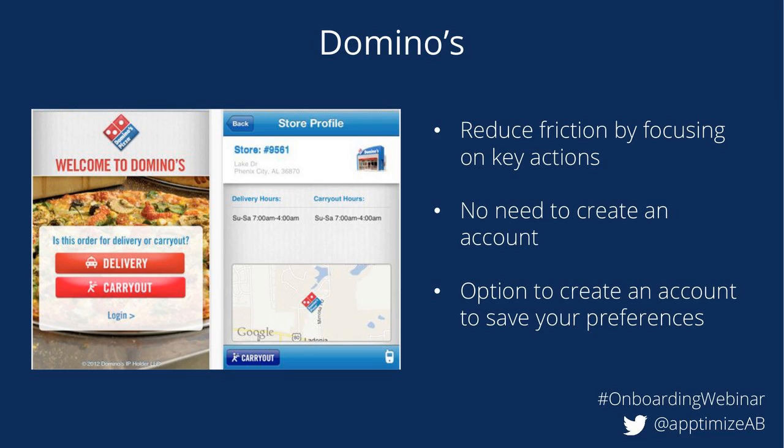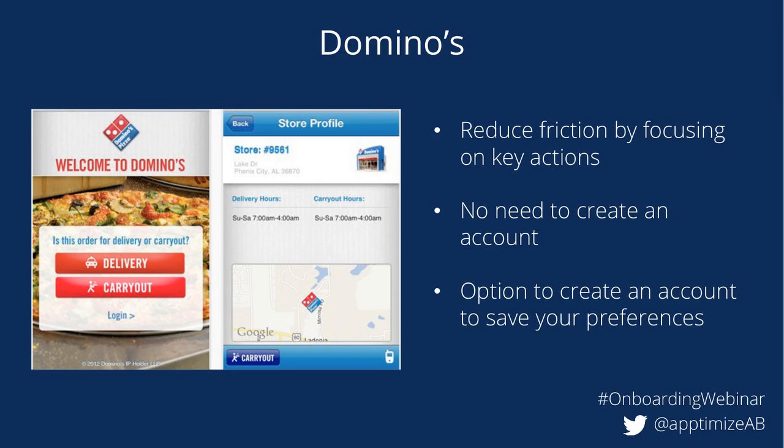Domino's does a very good job of this as well. They reduce a lot of friction by focusing on key actions. There is no prompt to create an account, and end users are provided with the option to create an account and save preferences. But users are first able to derive the value, and they immediately see the value proposition of the app in that aha moment before they have to go through the process of providing any additional information that they may not yet be ready to.